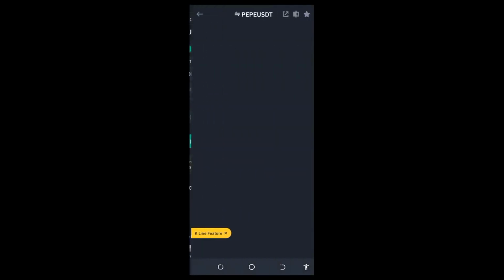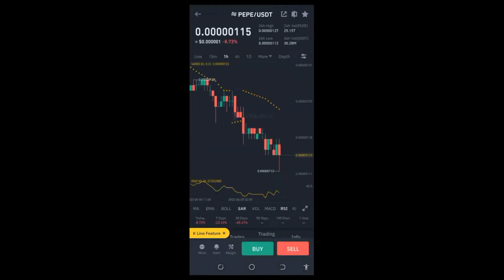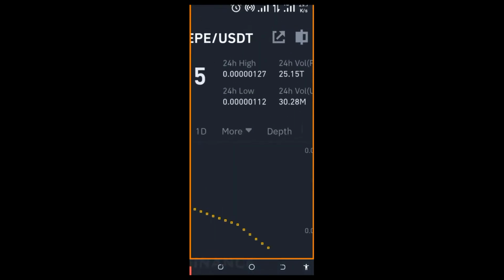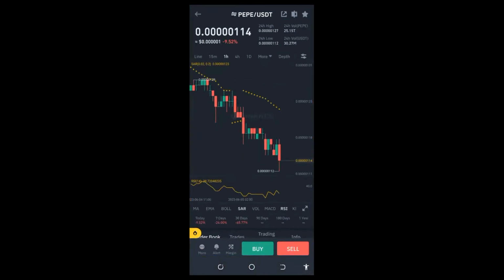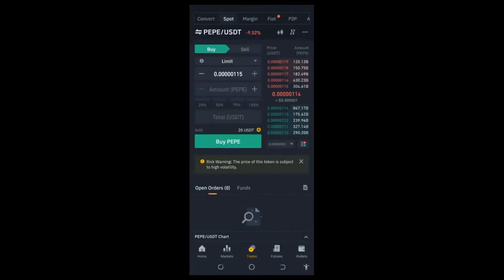So let's go to the charts and look at the all-time high and the all-time low within the last 24 hours. Now look at this. The all-time high for the last 24 hours is 0.0000127, while the all-time low is 0.0000112. So let's go ahead and choose something right in between, right? So we're currently at 115, 114.